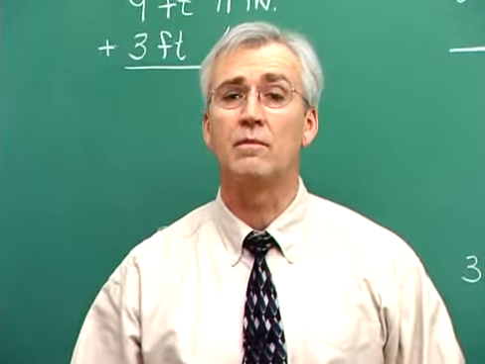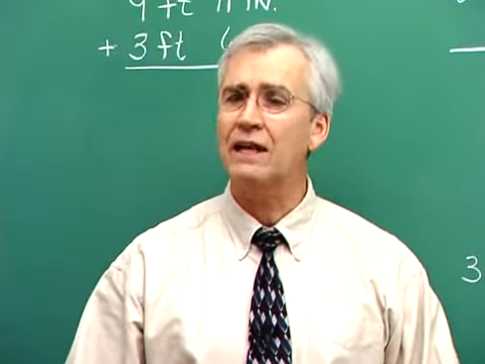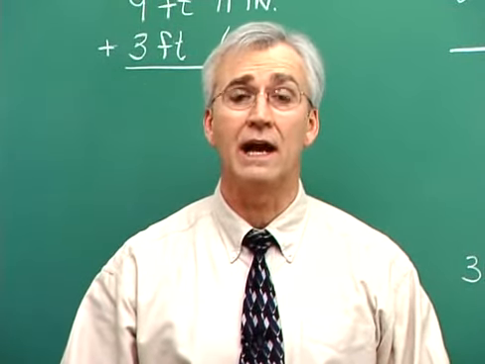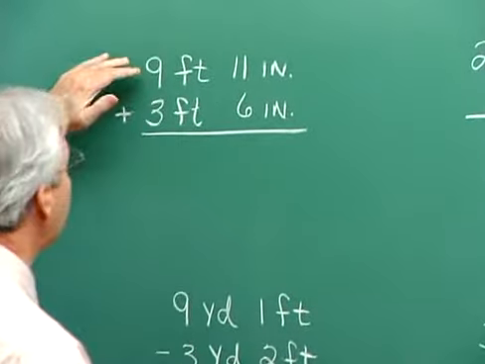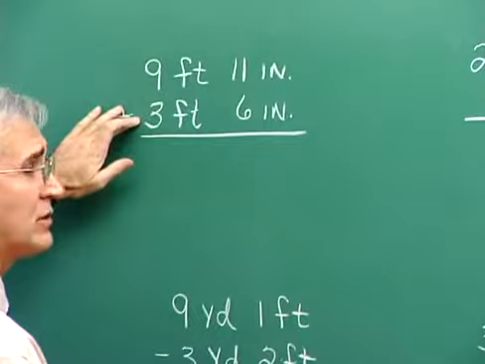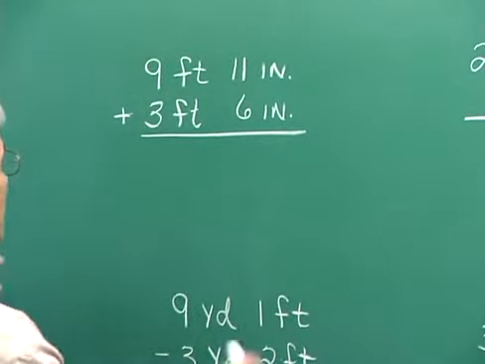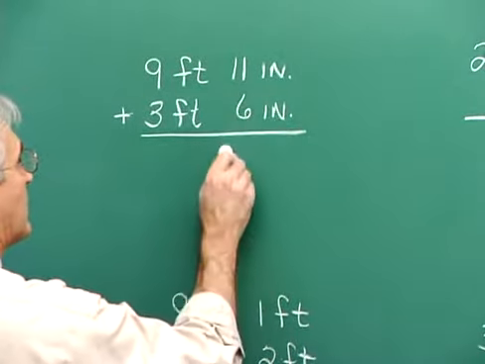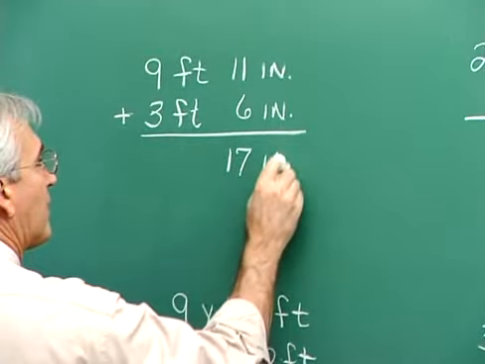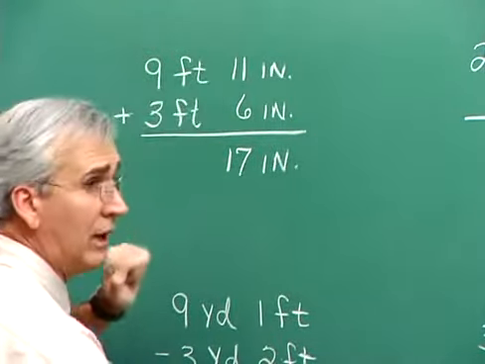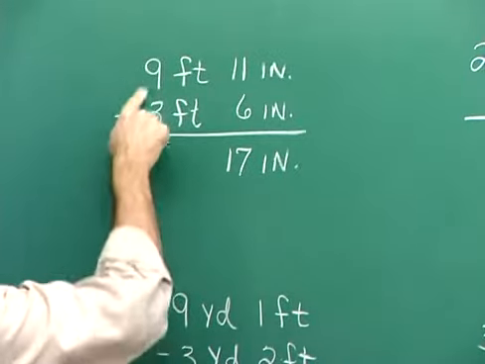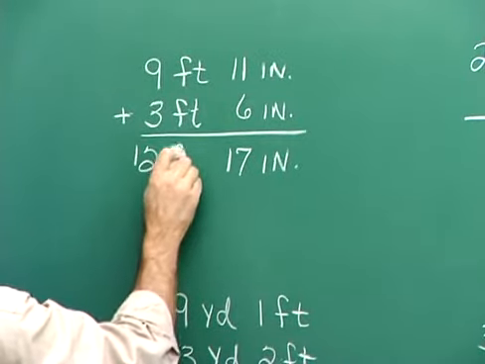Often in real problems, we need to add, subtract, multiply, and divide measurements. Let's go over those processes. If we're adding 9 feet 11 inches to 3 feet 6 inches, we just add vertically. So here 11 and 6 would be 17, and both of these are inches, so inches plus inches, total inches, you see. And then vertically here, 9 and 3, 12 feet.